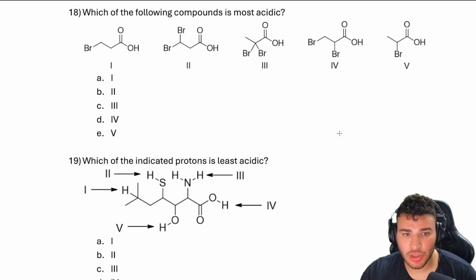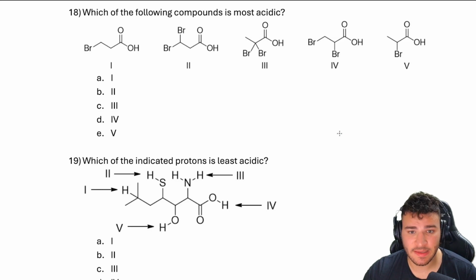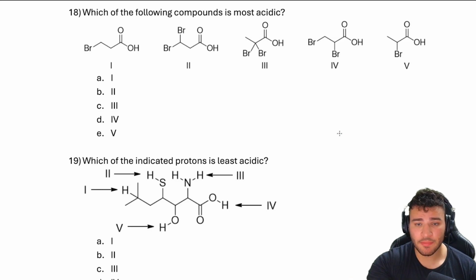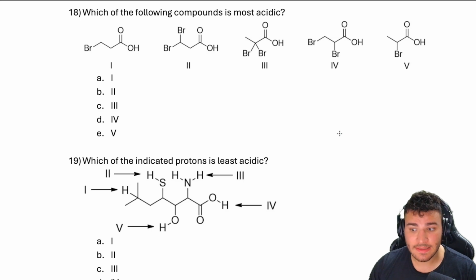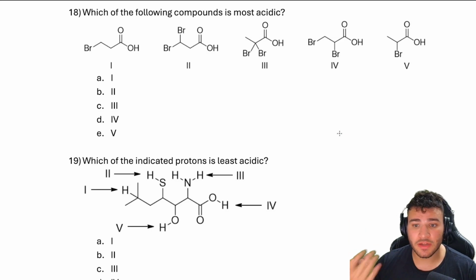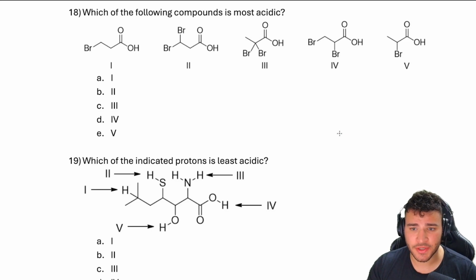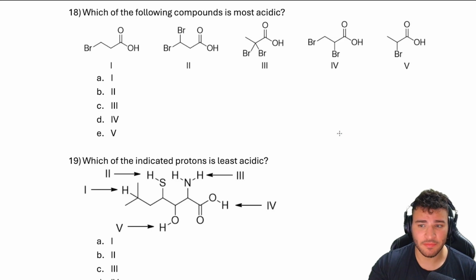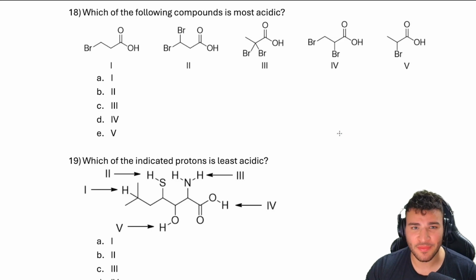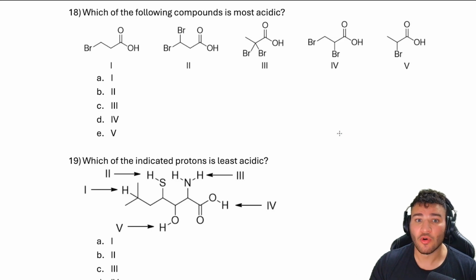In question 18, we're looking for which of the compounds is most acidic. Again, all of these acidic protons are connected to an oxygen that's a carboxylic acid. And so it goes down to induction. Which one of these structures has the most inductive effects, so the most electronegative groups as close as possible? Now, what I like to do with these types of questions is, we see a bunch of bromines. Let's figure out which one has the most bromines, right? The more electronegative groups, the more induction.